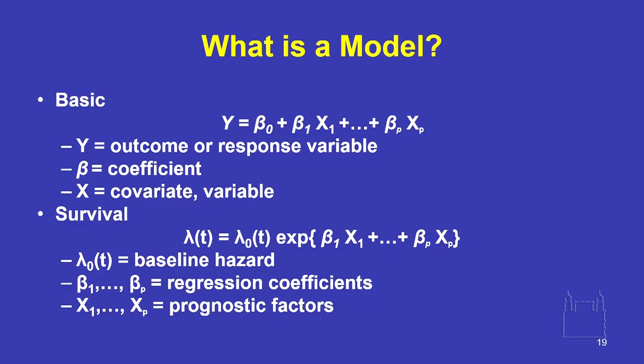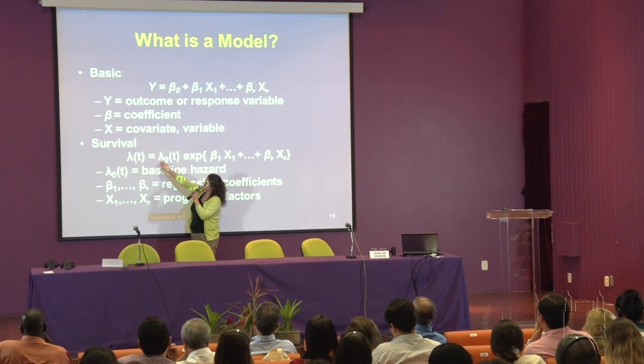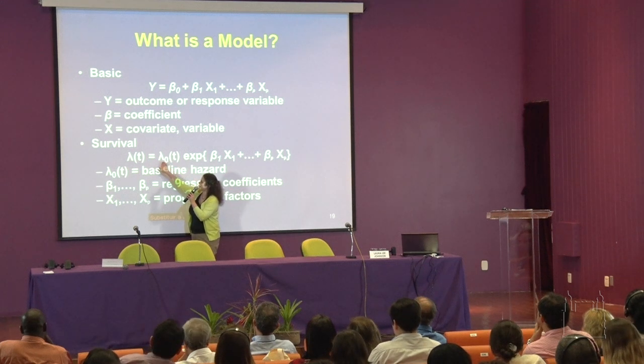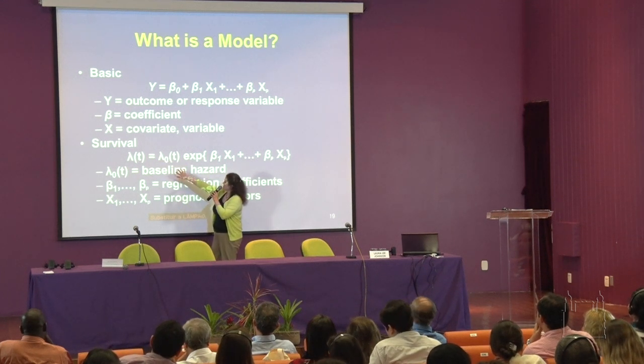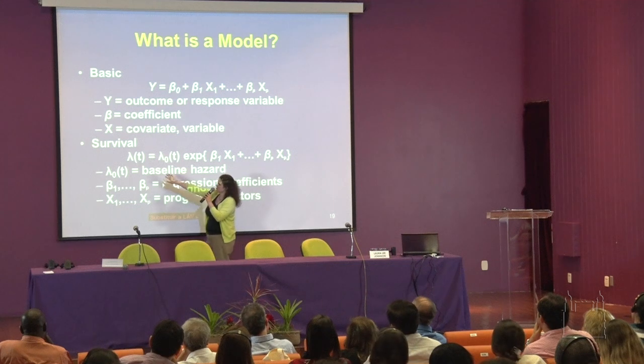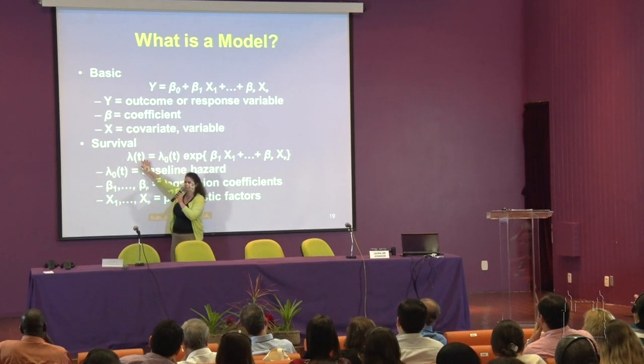So how do we do this? Remember that model I talked about the other day? Well, now we have a little bit of change. So we still have this outcome, these coefficients and the covariates. But what we're also going to do is have this thing. This is called a lambda. This little symbol here is lambda. So this is our baseline hazard, and it's going to be across time t. So this is my hazard function.